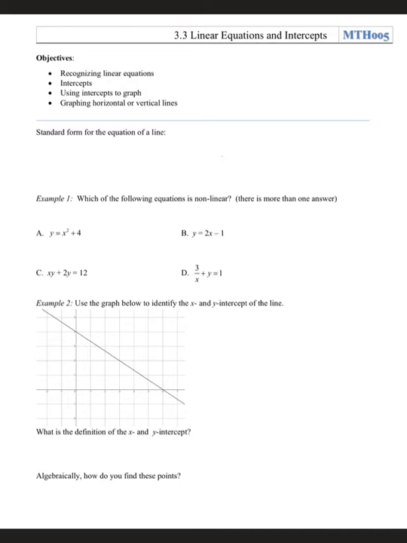First thing we have to talk about is the standard form of an equation. So standard form. This is anytime we have an equation in the form of ax plus by equals c. Now, whenever it's in standard form, a, b are going to be the coefficients of x and y, and then c is going to be your constant term.